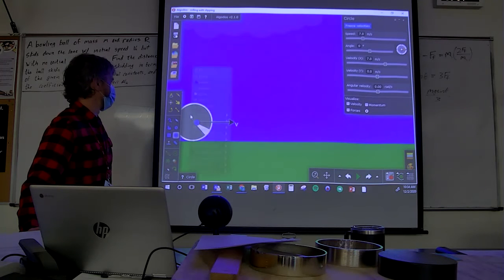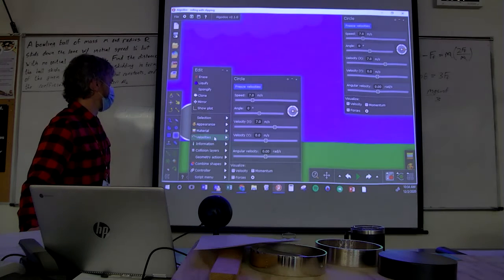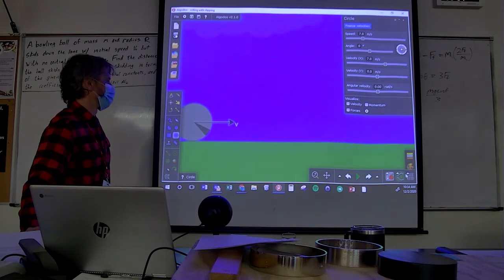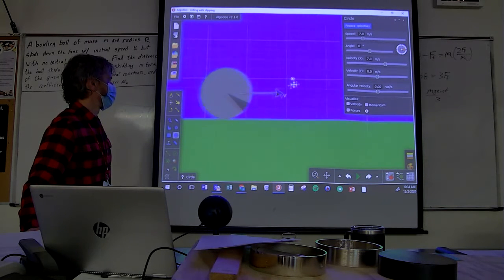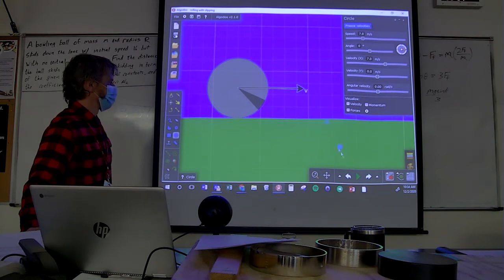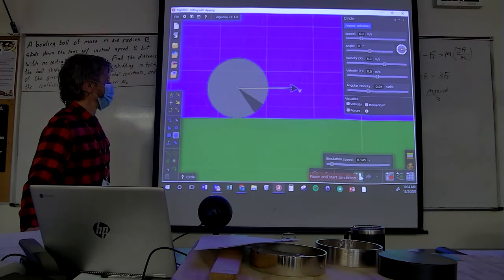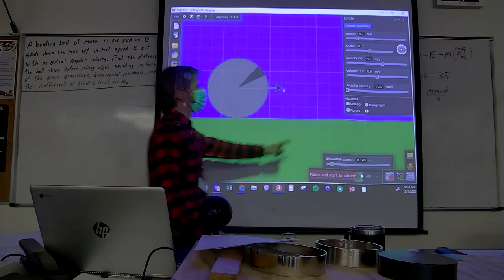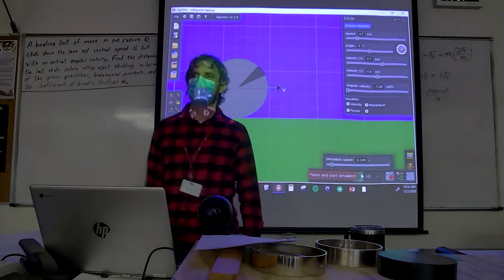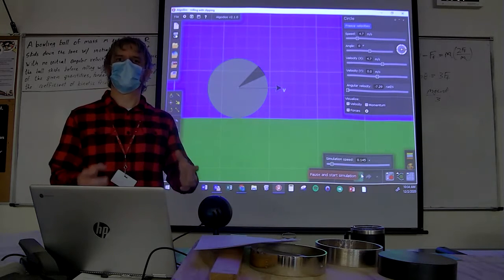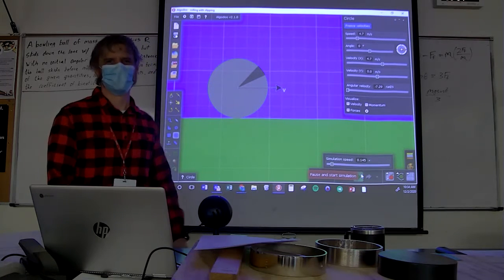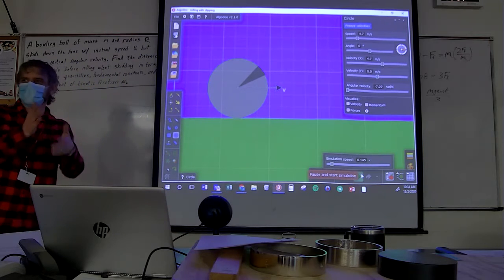Actually, maybe this will make it a little easier to see. Let's see. And then eventually, bam. Now it's nice and settled down. So the point at which the angular velocity becomes constant is essentially the point at which it's rolling without slipping. So there's a transition point there, right?